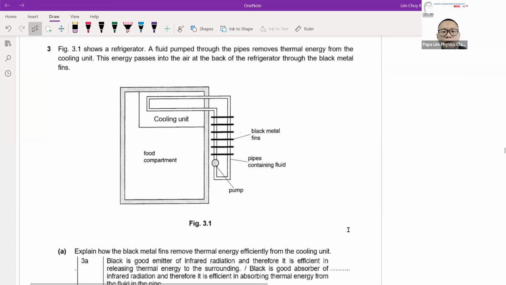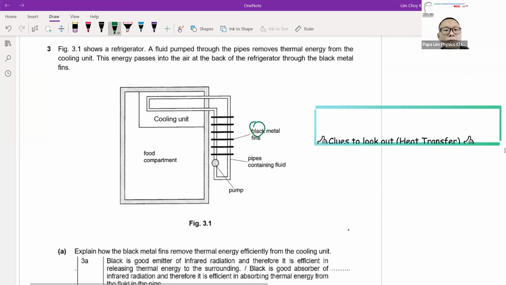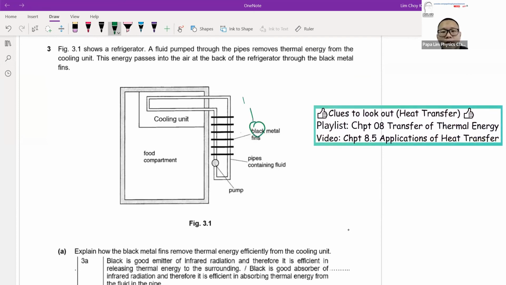Take note here, we look at black. If you look at the color here, we're definitely looking at radiation. So before I look at the question, I will see what clues the question gives me, and expect to look at the different modes of heat transfer. If it's color, it will definitely be radiation.